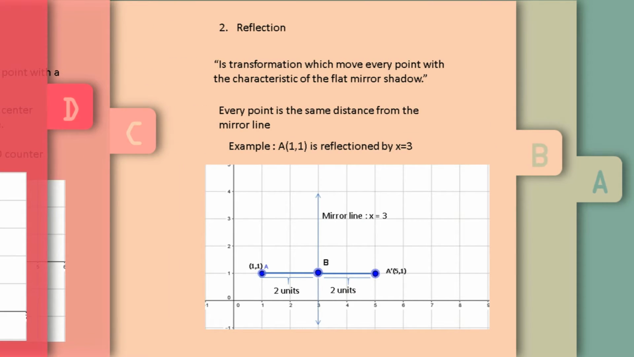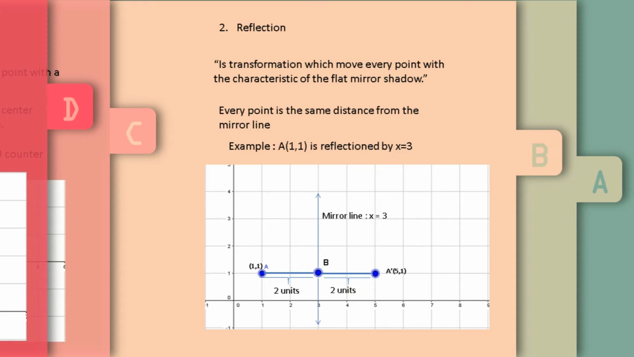The second is reflection. Reflection is moving every point with the character of a flat mirror shadow. So the first point and the shadow point are the same distance from the mirror line. Example: point A (1, 1) is reflected by line x equals 3.